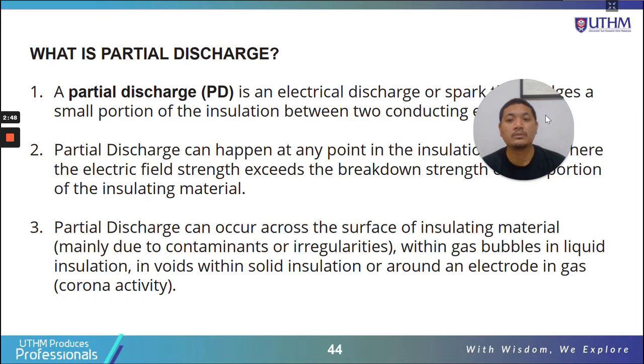Besides the surface of insulating materials, partial discharge can also occur in gas bubbles which exist inside liquid insulation. For example, in a transformer we use oil for the insulation, and when there is a gas bubble inside the oil, partial discharge can happen in these gas bubbles.